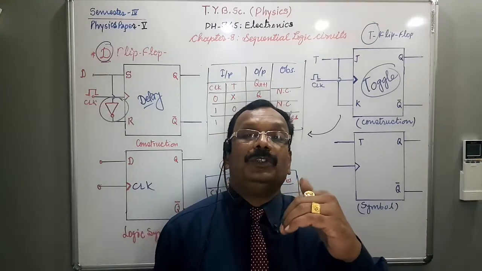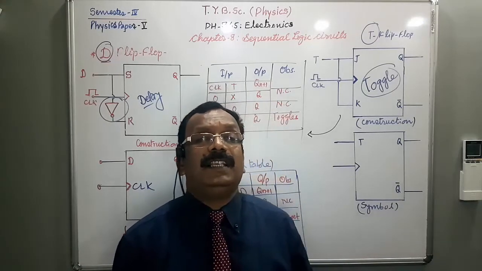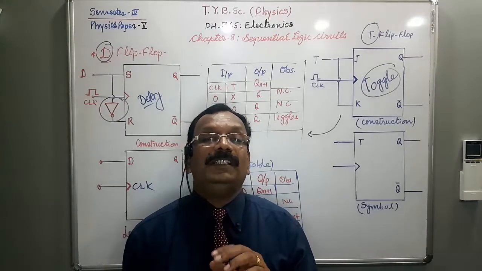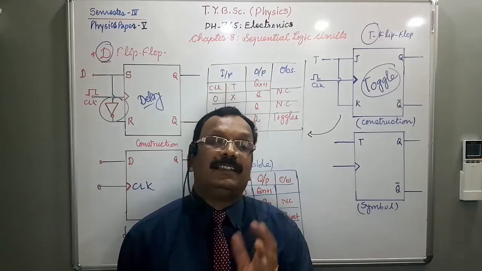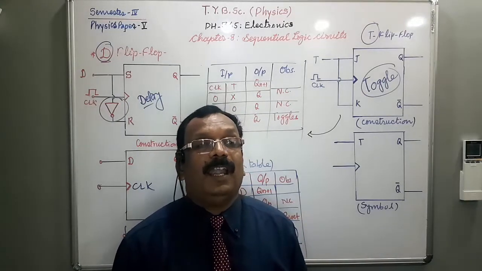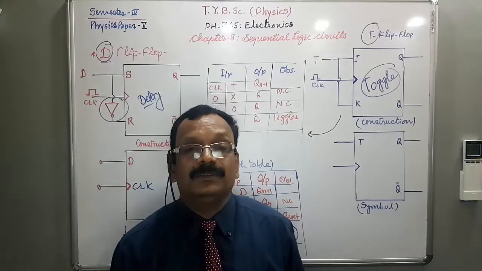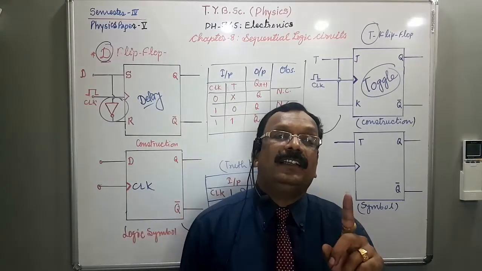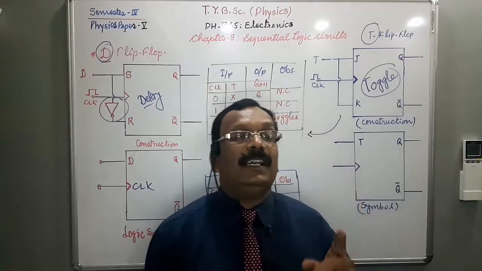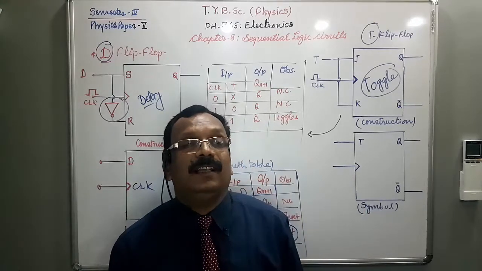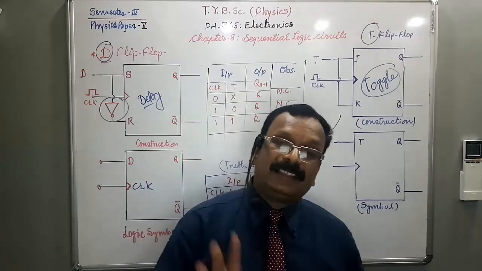Either the output Q is equal to 0 and Q bar is equal to 1, or vice versa. But in many applications it is necessary that the output of the flip-flop initially is either reset, that is Q is equal to 0, or set, that is Q is equal to 1. And for this purpose we have to provide two extra inputs. One of them is preset, abbreviated as PR, and another is the clear input, that is CR. And this will be studied in the next lecture.